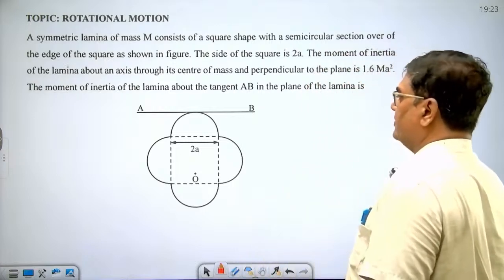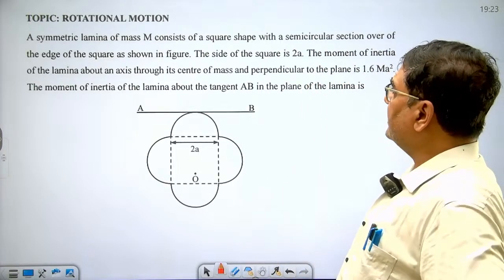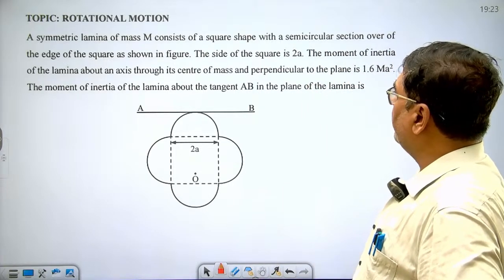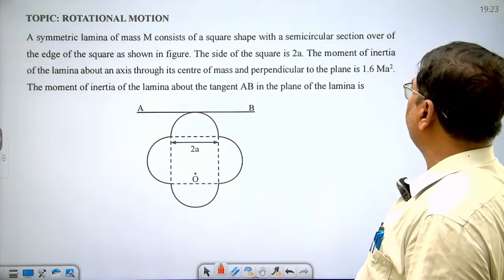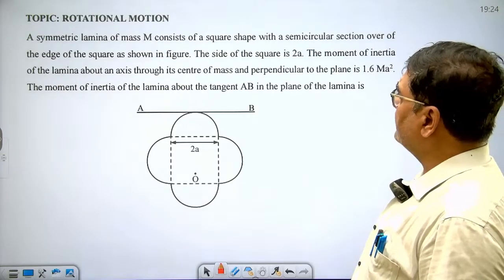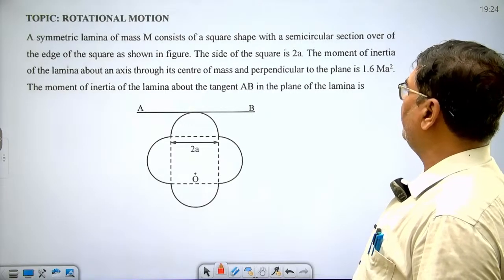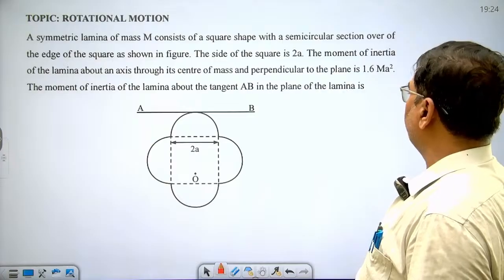Now let's see the question. A symmetric lamina of mass capital M consists of a square shape with a semicircular section over the edge of the square, as shown in the figure. The side of the square is 2a.